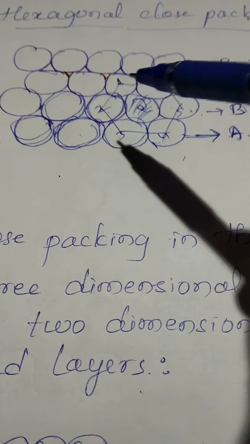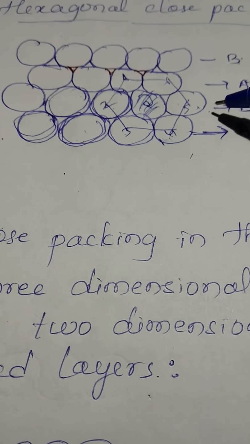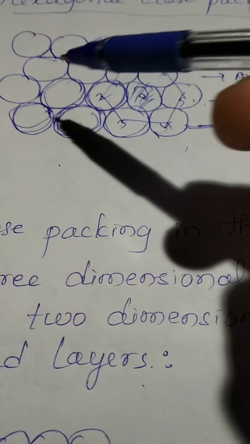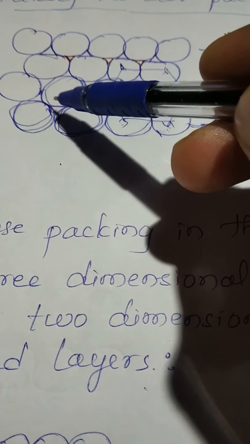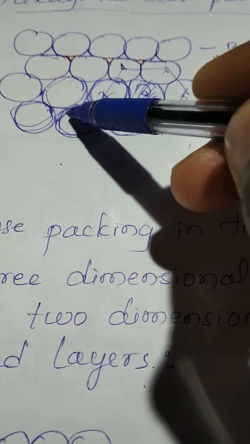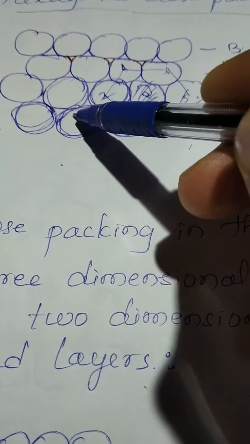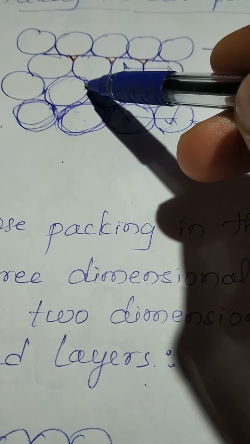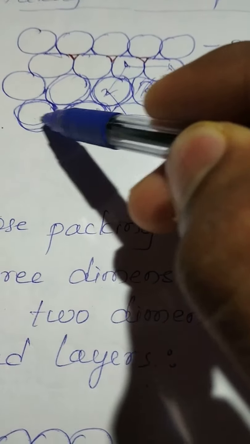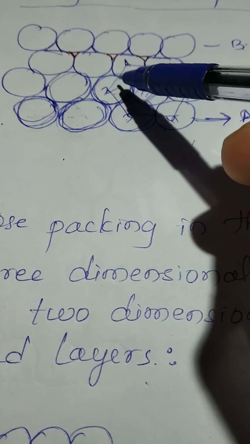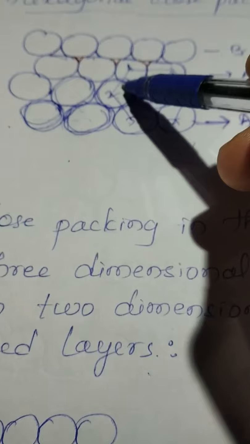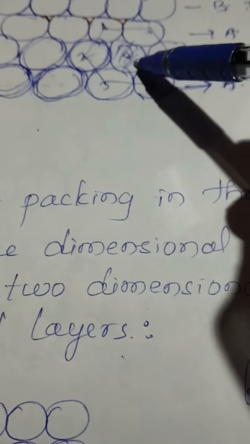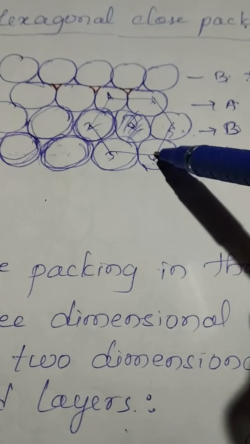Once again, I'll repeat. Place the second row over the first row. The spheres of the second row are fit in the depressions of the first row. See here, this is a depression of the first row, and spheres of the second row are fit in the depressions of the first row. Similarly, here also this sphere is fit in the grooves of the first row. This sphere is also fit in the grooves of the first row.